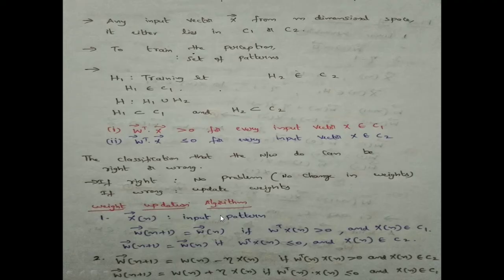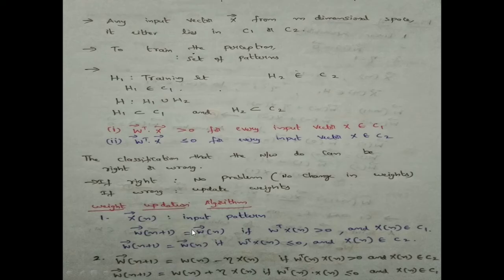That is, how we are going to update the weights of our perceptron. So the first step in the weight updation algorithm is: if a particular input belongs to class C1 and the W transpose X value is greater than 0, obviously it is a correct classification, right? Then as already said, there is no need of changing the weights. That is, the W n plus 1 vector is equal to W of n. That is, there is no change in weights. The updated weight is equal to the previous weight.